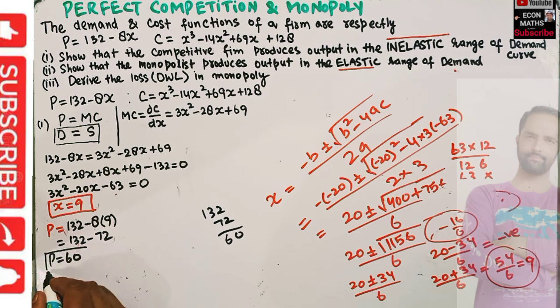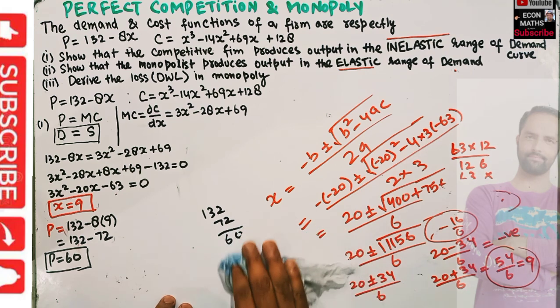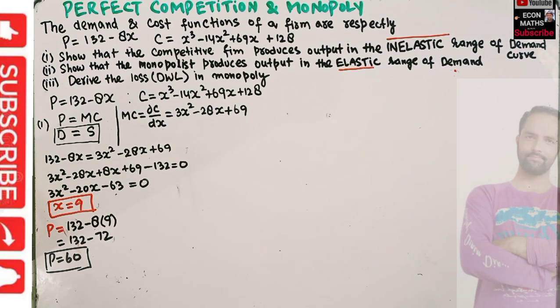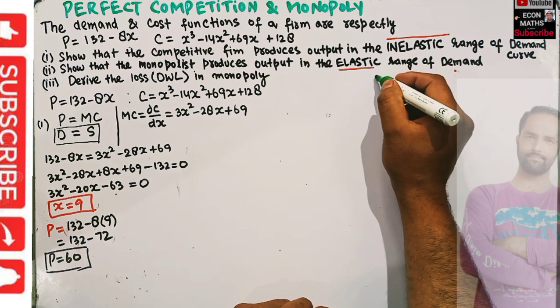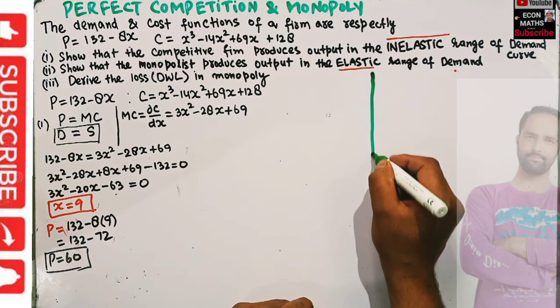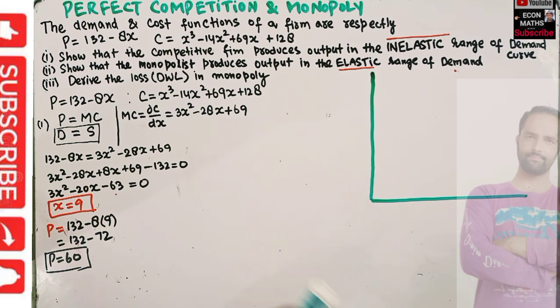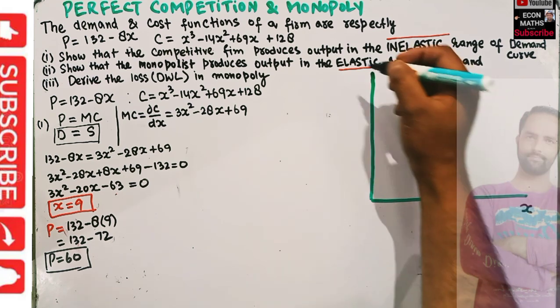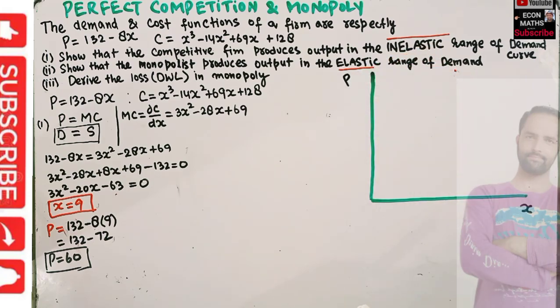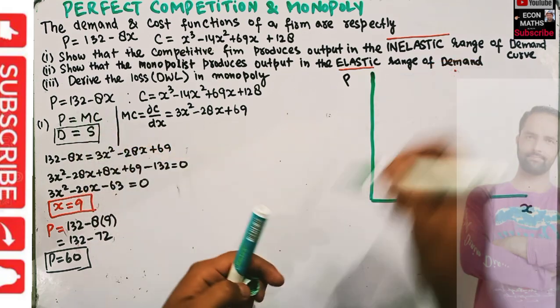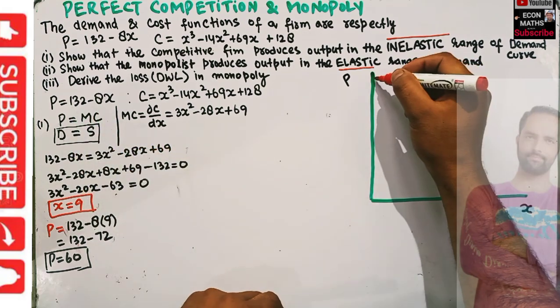Okay, so we got price and quantity in case of perfect competition. Let me also show it graphically here to make more sense of what we are talking about. Okay, let us say this is our graph. On this axis we have the output, and on this axis we have the price. Okay, our demand function is this. When x is equal to 0, p is equal to 132. So let me show it here. This is our demand function.